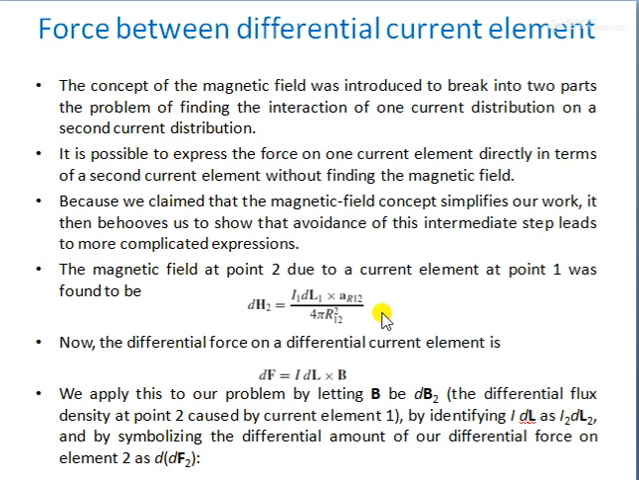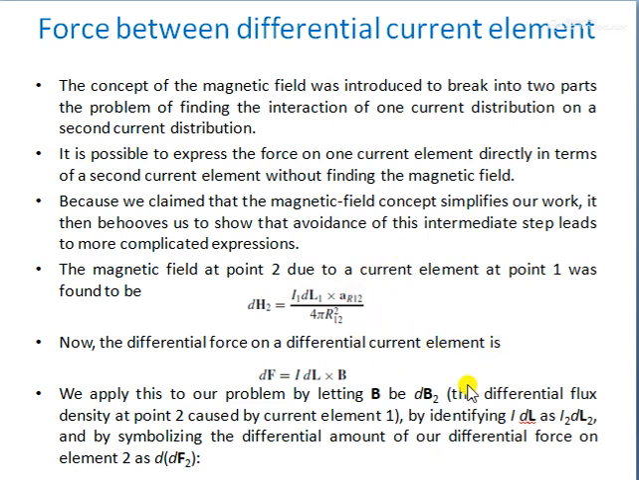If these charges are of the same type, that is both positive or both negative, then they repel each other. But when two charges are of different type, that is one is positive and the other is negative, then they attract each other. So now let us consider two current elements, that is I1 dL1 and I2 dL2. Imagine the figure over here.